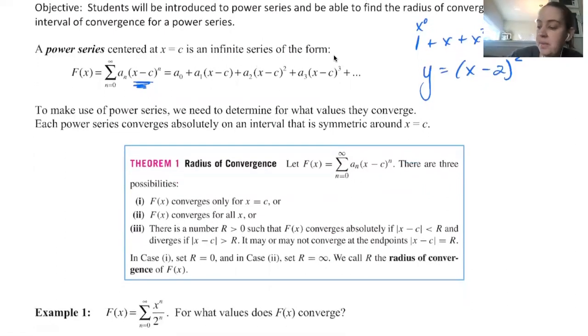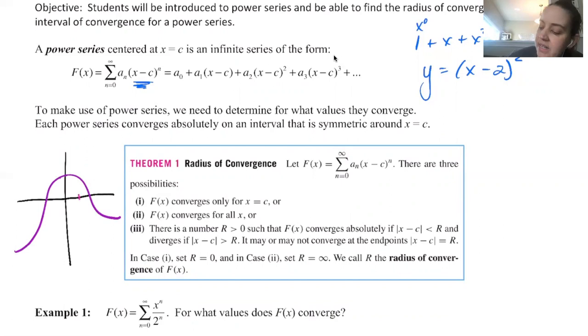So what am I talking about here? I know this is a bit of a lot, so let me show what's going on. Say I have a function, whatever it looks like, and I'm going to estimate it with a power series. My choice is if it converges for only one x, x equals c, I'm going to just call this my c. It means that it would pass through only one point where they match. That's option 1. Option 2, it converges for all x. That would be if it overlapped exactly.